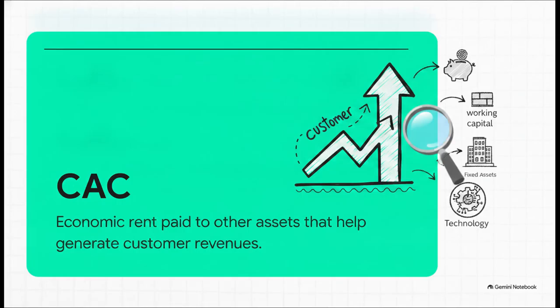Jumping to step 4, we introduce the Contributory Asset Charge, or CAC. Look, you can't generate customer revenue in a vacuum. The CAC is essentially the economic rent paid to other assets, like working capital, fixed assets, or tech, that physically help generate those revenues. We literally deduct this rent that we owe to other supporting assets just to keep our isolated customer revenue perfectly pure.